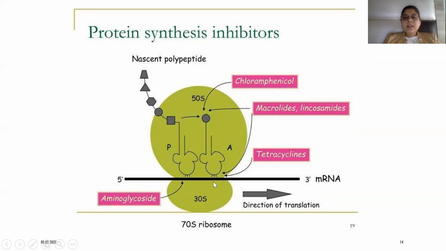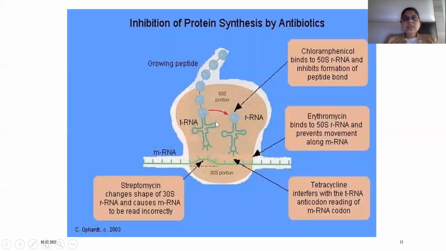Tetracyclines act by inhibiting the attachment of amino acid tRNA on the mRNA. Peptidyl transfer is inhibited by chloramphenicol, so the peptide bond is not formed. The translocation process, from the A site to the P site, is inhibited by macrolides, quinupristin, and clindamycin. Aminoglycosides cause misreading of the mRNA, meaning the codon will be misread and a faulty protein will be formed, which will be cidal in nature. So aminoglycosides are basically cidal in nature, and they act by killing the bacteria. This is how inhibition of protein synthesis by antibiotics takes place.